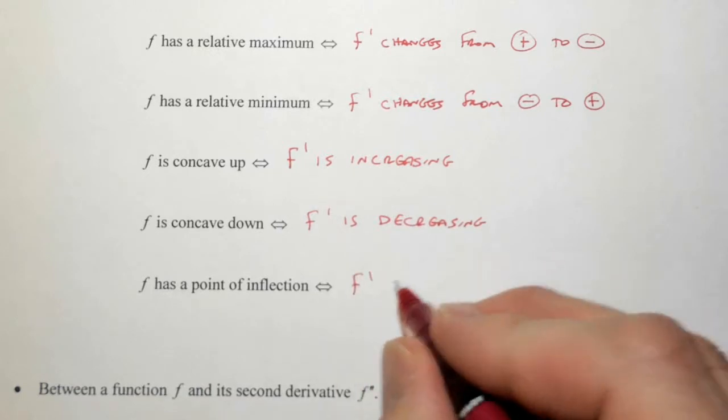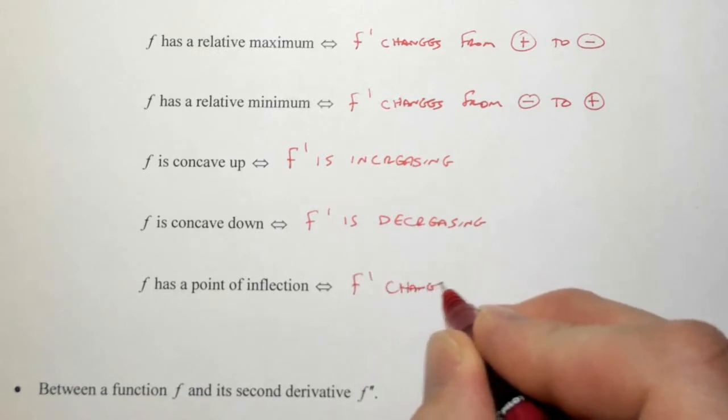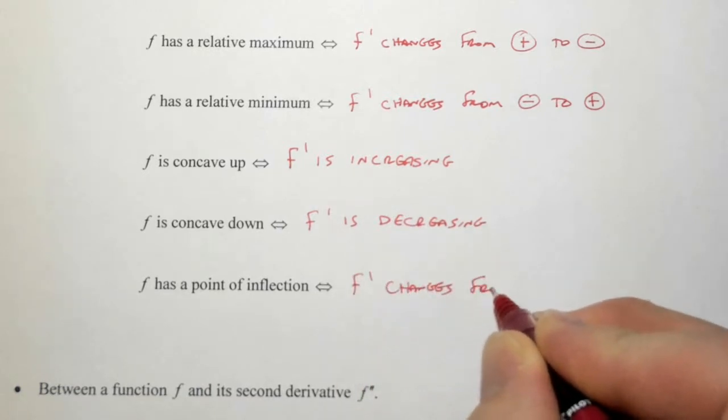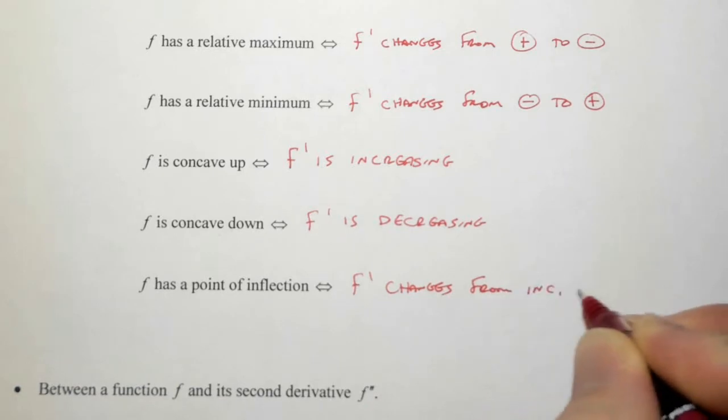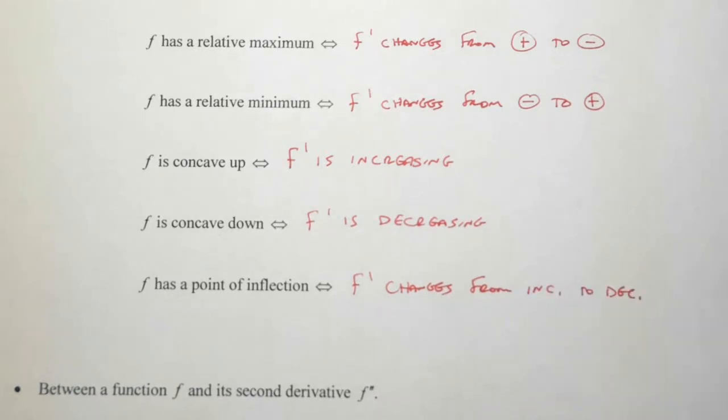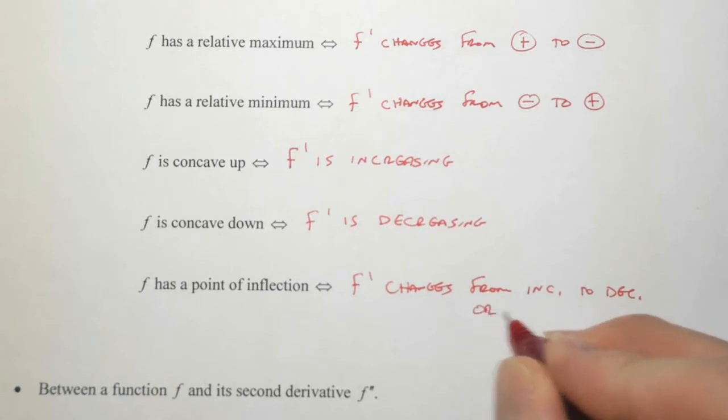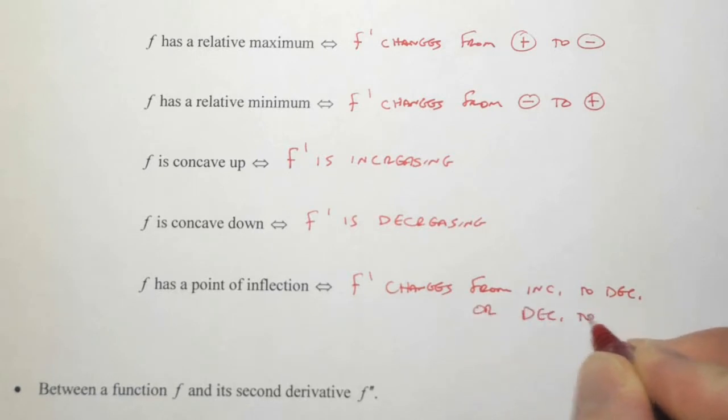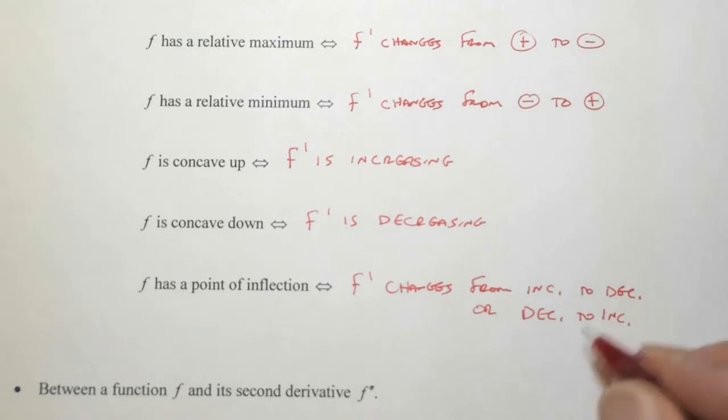The point of inflection occurred when our function's derivative, the slopes, changed from increasing to decreasing, or vice versa. So f prime changes from increasing to decreasing, or decreasing to increasing. In other words, where the derivative has a relative extreme.